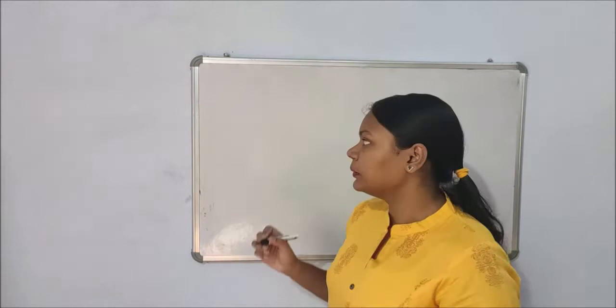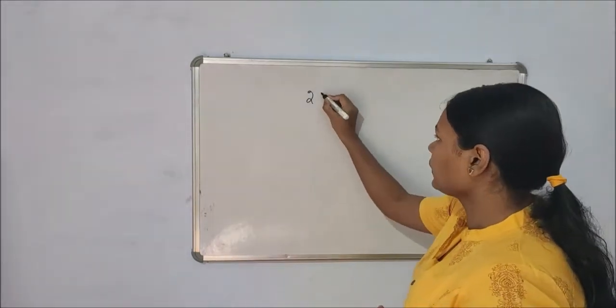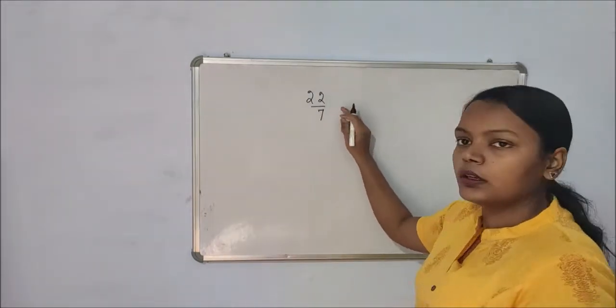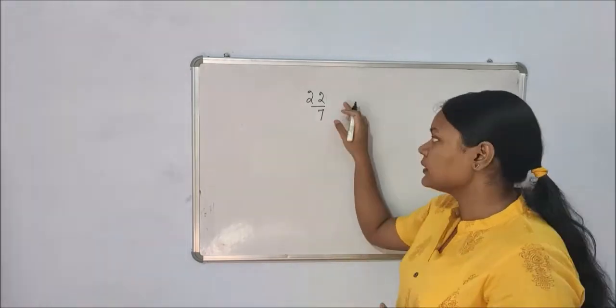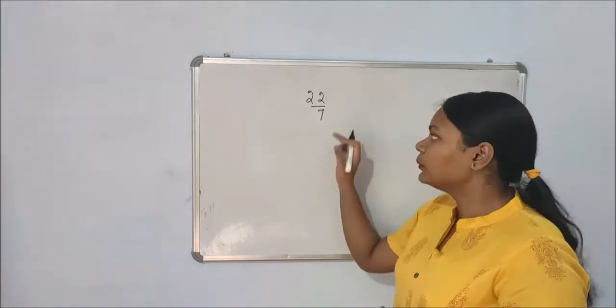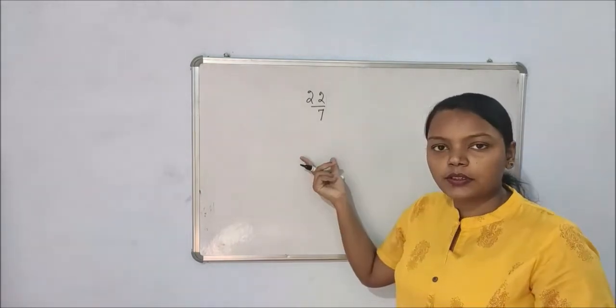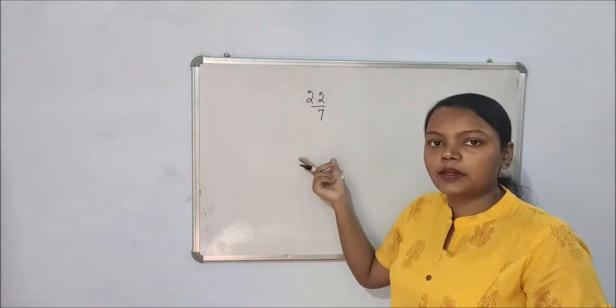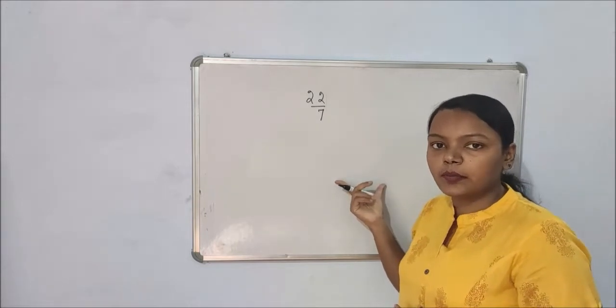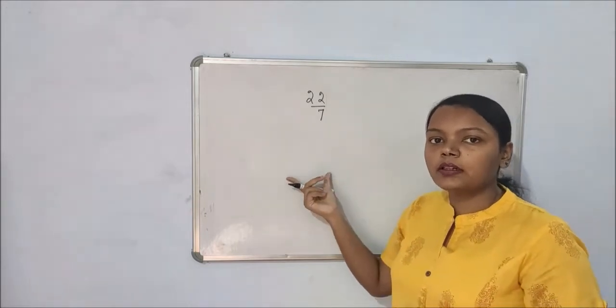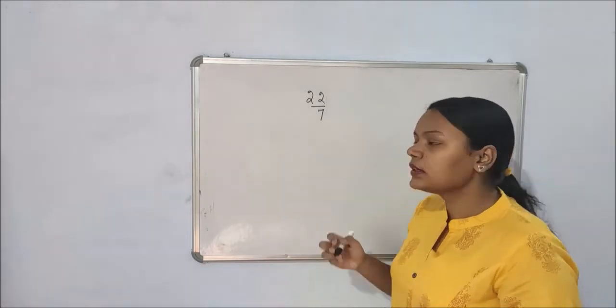If we have the number 22/7. At a look of it, you can say it is a rational number because it is in the form of p/q and both are integers. If this is a rational number, then either its decimal expansion should be terminating or non-terminating repeating kind. So let's see what is the decimal expansion of this number.